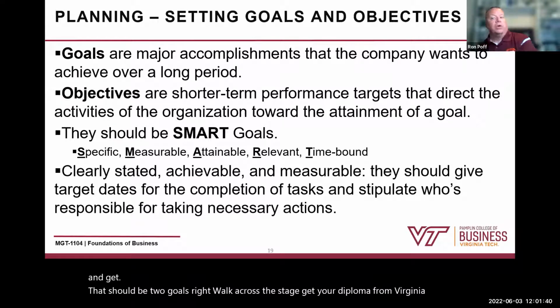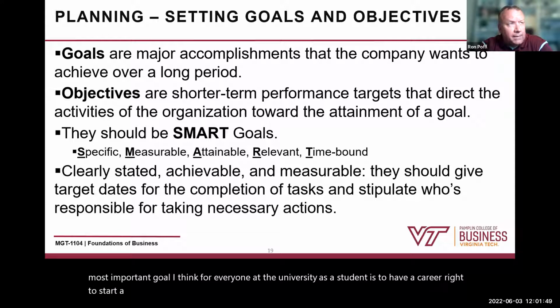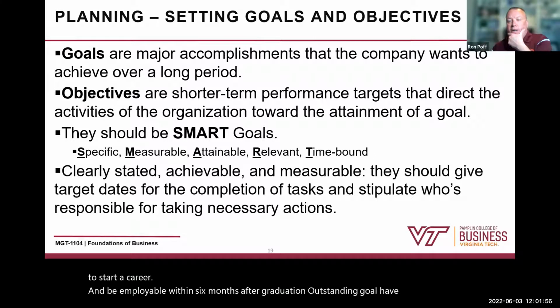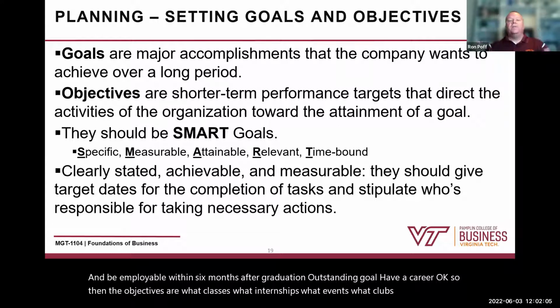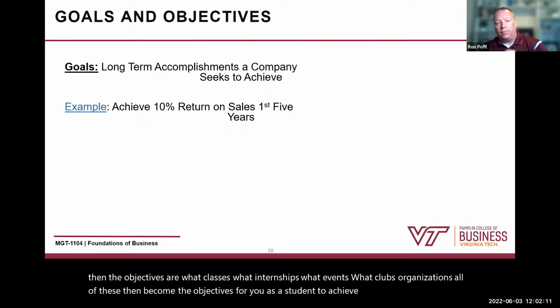The most important goal, I think, for everyone at the university as a student is to have a career, right? To start a career and be employable within 6 months after graduation. Outstanding goal, have a career, okay? So then the objectives are what classes, what internships, what events, what clubs, organizations. All of these then become the objectives for you as a student to achieve that long-term goal, okay?